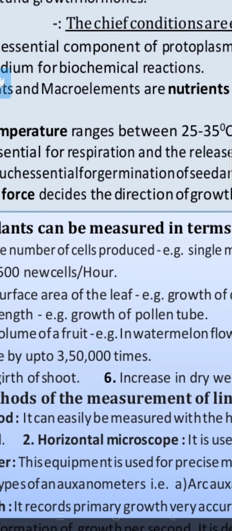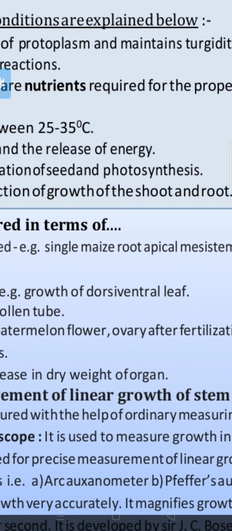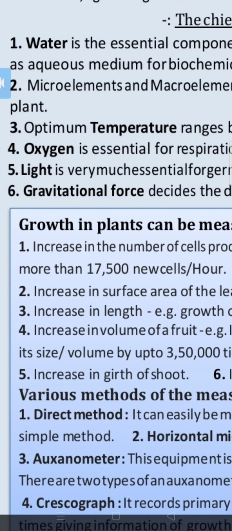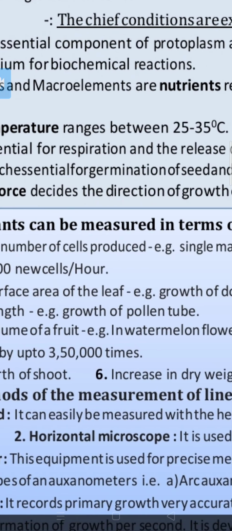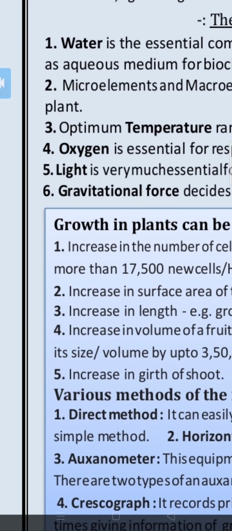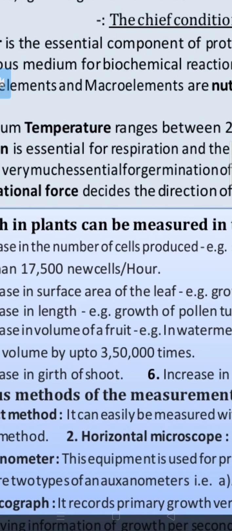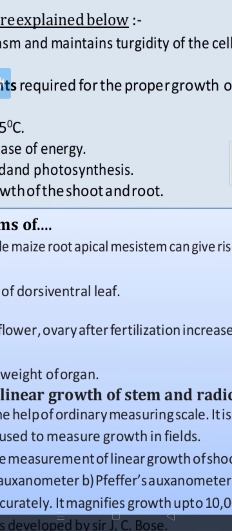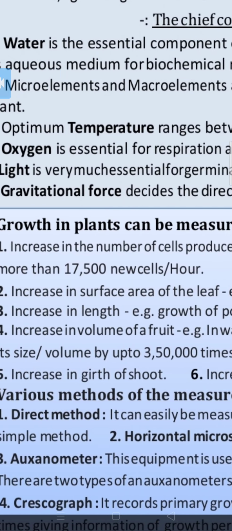Second one is the horizontal microscope. It is used to measure growth in fields for calculating the productivity of the crop and also the yield. Third one is the auxanometer. This equipment is used for precise measurement of linear growth of shoot. These are of two types, that is arc auxanometer and Pfeffer's auxanometer. P is silent in this word Pfeffer's.